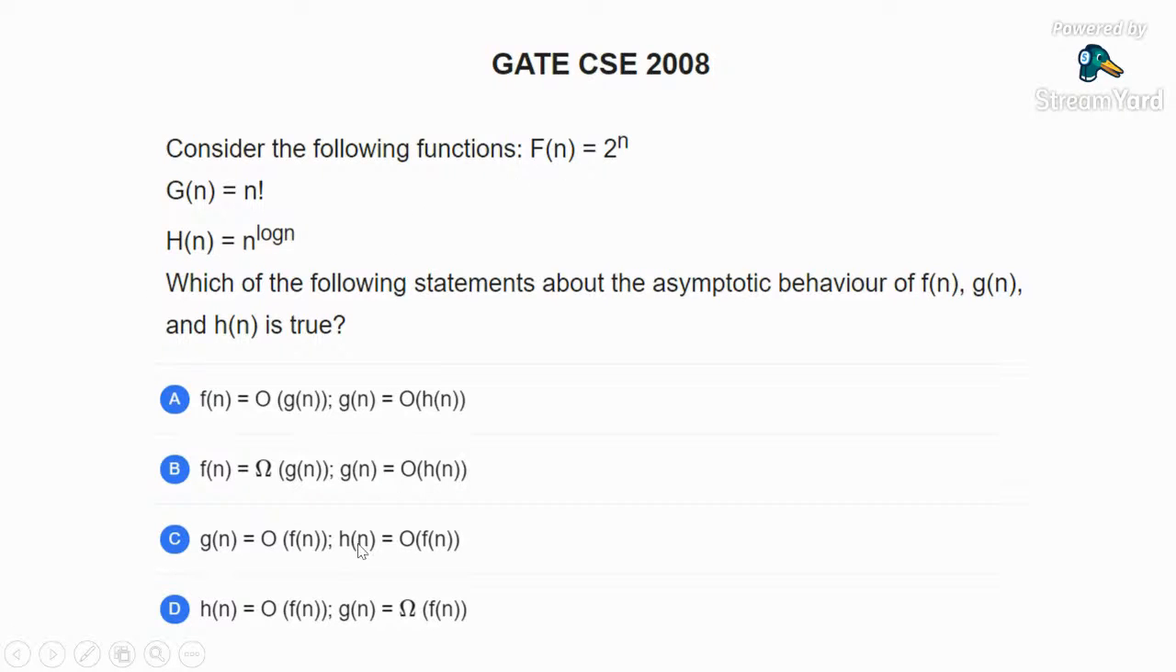That is correct. Where will you get this? See in equation 3, h(n) is order of f(n). So this is correct. Options A and B are wrong because here it is saying that g(n) is order of h(n). This is wrong.